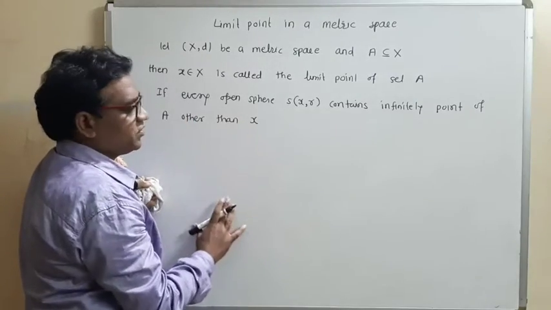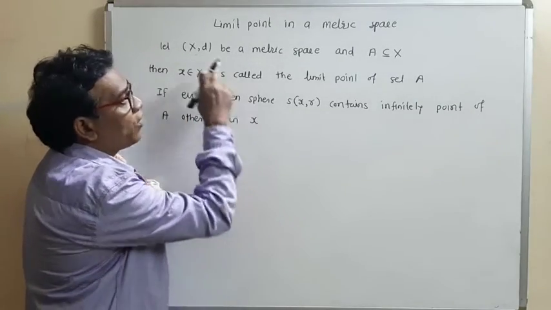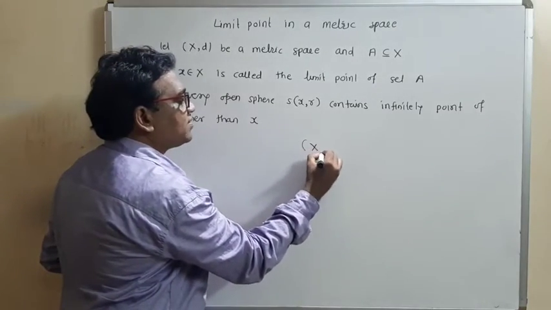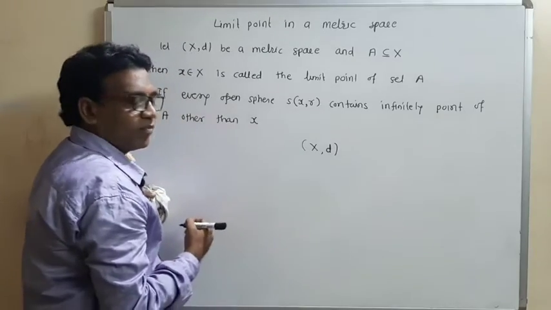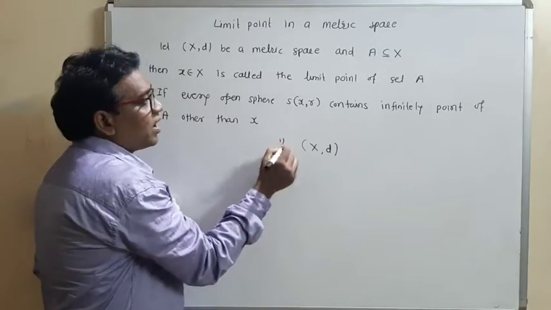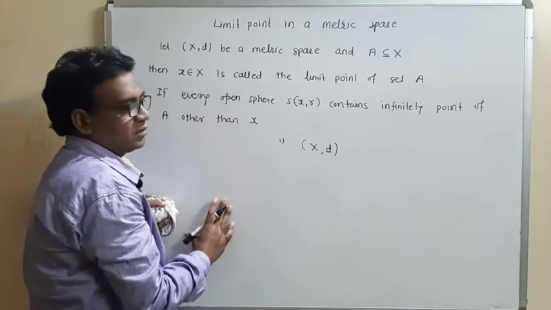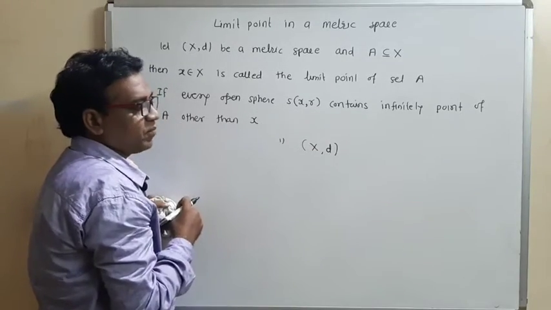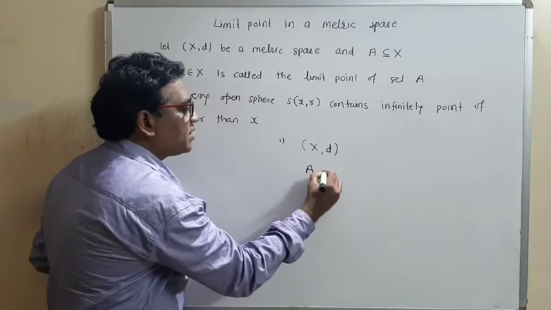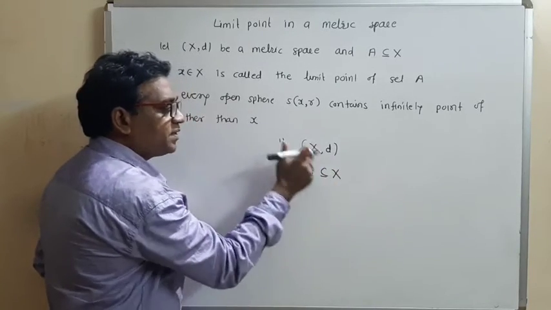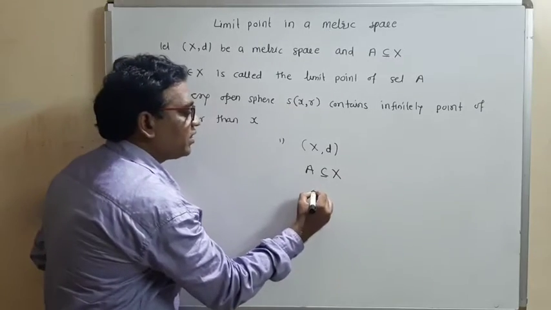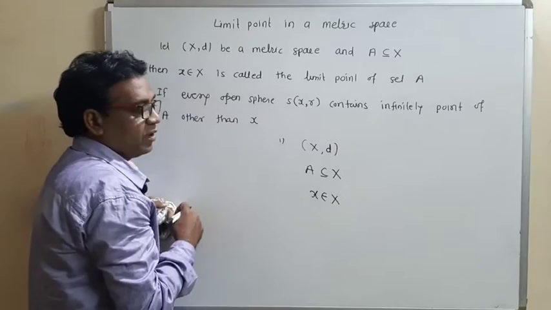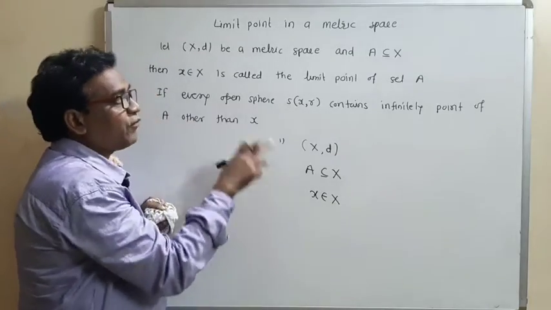Now see, what is this definition? For limit point, first of all we require some metric space. This is the requirement for the limit point. We require some space capital X. We require some subset A of this capital X, and we require some point x which is the element of this space. Now see, these are the requirements for the limit point.